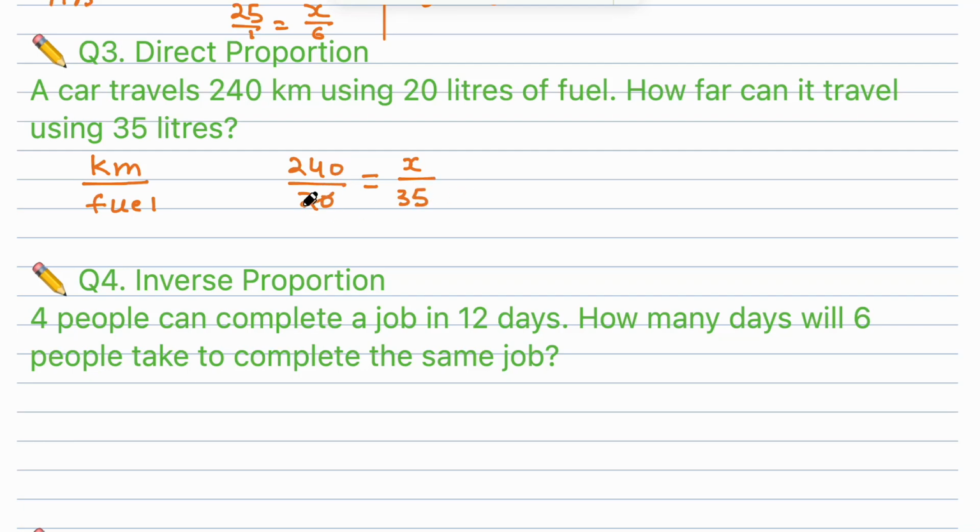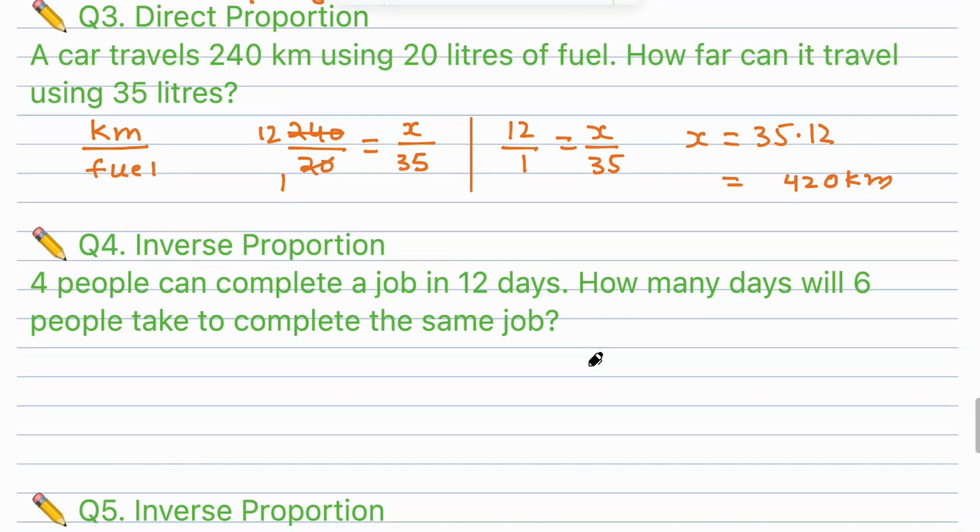So let's divide it by 20. 20 ones are 20. 240 divided by 20 is 12. So 12 is to 1. So now our equation is 12 over 1 is equal to x over 35. So x is equal to 35 into 12. Let's do it. Use the calculator. 420. So if 35 liters of petrol is used, one can travel 420 kilometers according to this ratio.